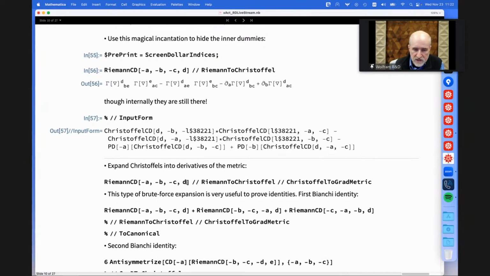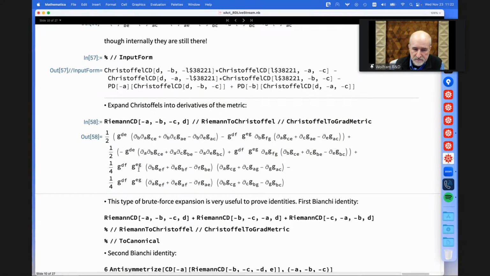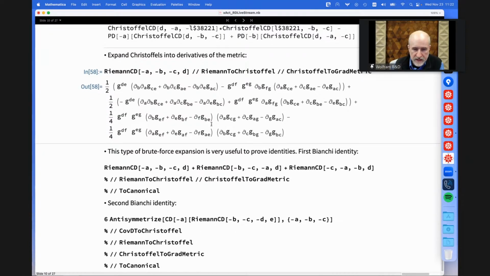Okay, so let's go back again. So let's change the Riemann into Christoffels, and let's change then the Christoffels into derivatives of the metric. Okay, so we get that expression, right? Which is well known, kind of already a bit annoying for a variety of indices. This type of expansion is very useful because you can have arbitrarily large computations.